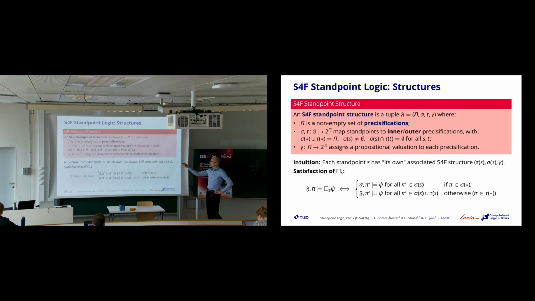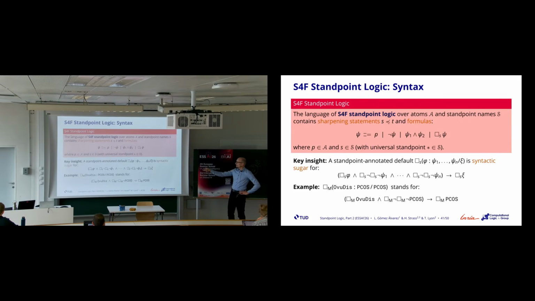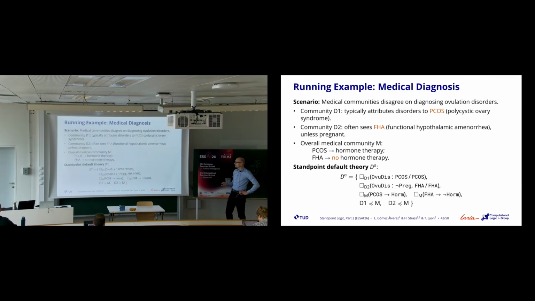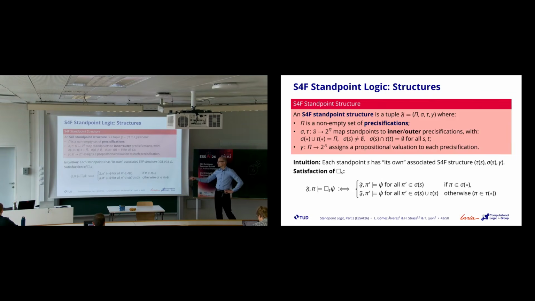And as usual, the gamma function then just assigns propositional valuations to precisifications, right? And as I said, the idea is each standpoint has its own S4F structure with outer worlds, tau of S, inner worlds, sigma of S, and evaluation function gamma. And then satisfaction of the standard connectives is standard, right? So it depends on the world where we are. The only interesting thing is how we interpret the boxes. But this is also straightforward, right?